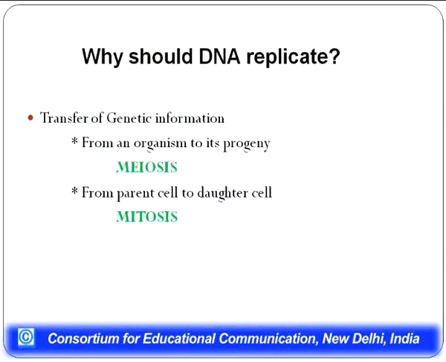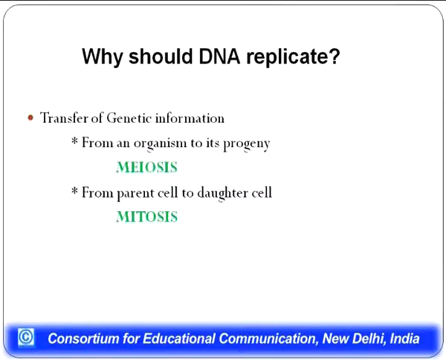Now the question comes, why should DNA replicate? DNA has to replicate because it contains all the coded information in the form of genetic code, which has to be passed from one type of cell to its progeny, like the epithelial cells which keep on dividing continuously. The information present in the genome should be transferred from one generation of cells to another.